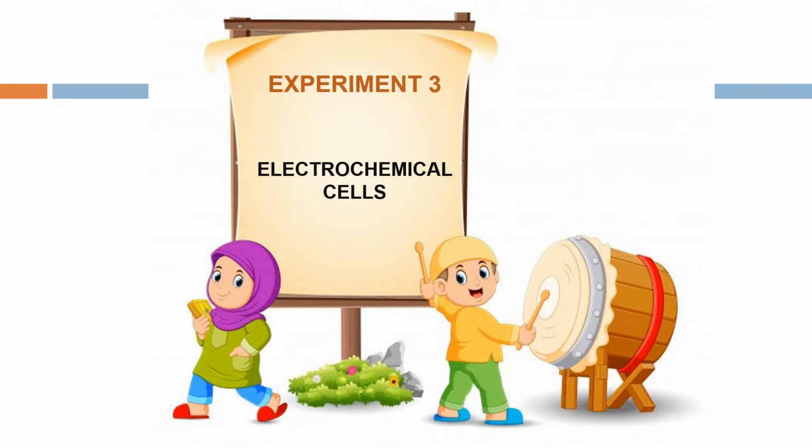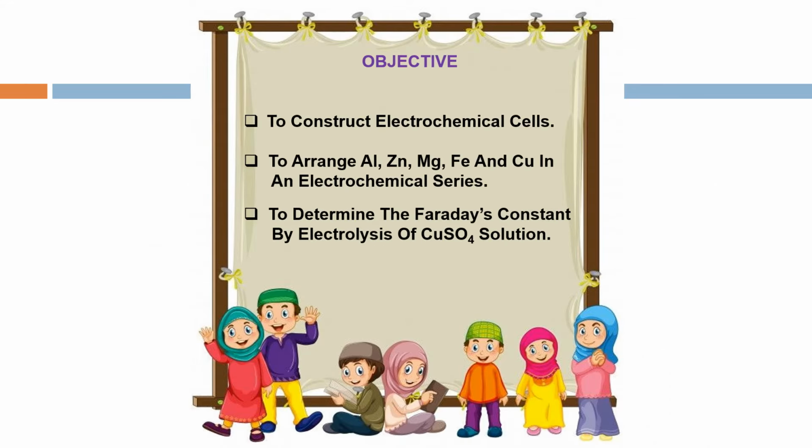Experiment 3. Electrochemical cells. Objectives for this experiment. First, to construct electrochemical cells. Second, to arrange aluminium, zinc, magnesium, iron, and copper in an electrochemical series. And third, to determine Faraday's constant by electrolysis of copper sulfate solution.